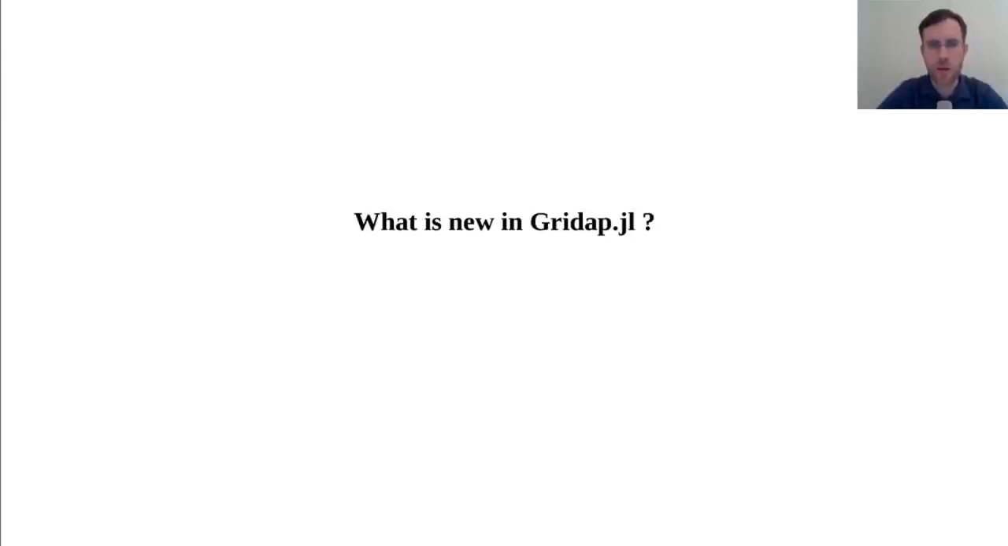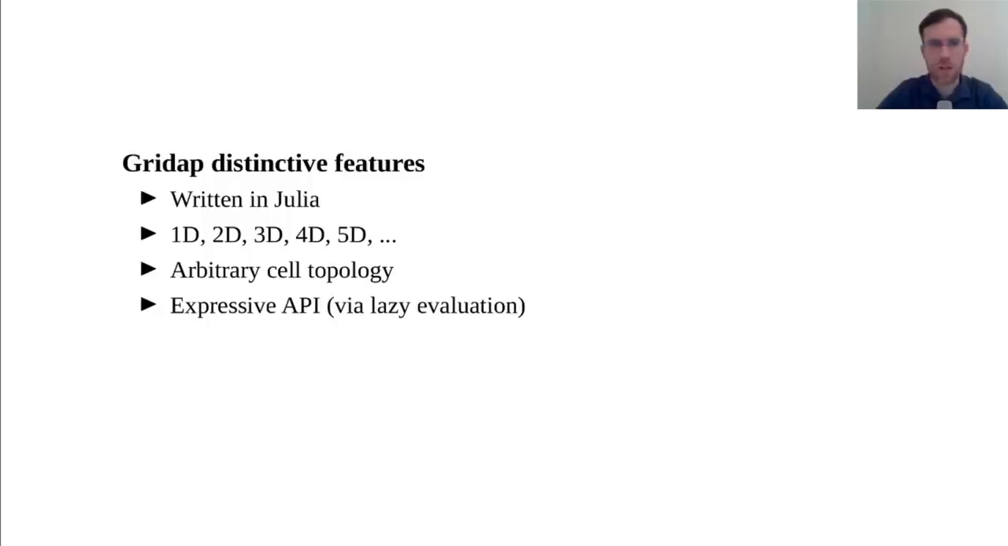Now at this point of the presentation, I would like to comment on the main novelties of Gridap with respect to other finite element libraries that are available on the internet. First of all, the first novelty is that Gridap is written in Julia, whereas most of the other finite element libraries are written in object-oriented languages like C++ or modern Fortran. We believe that this feature makes Gridap quite unique.